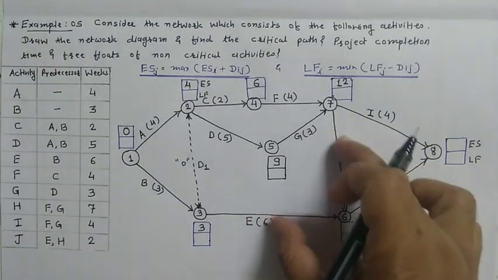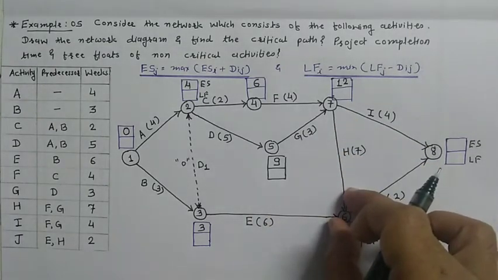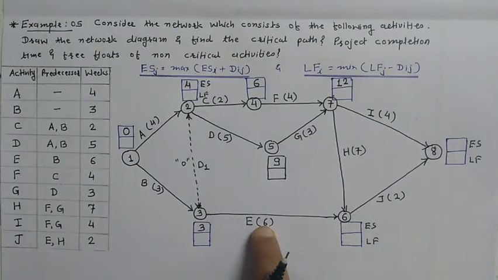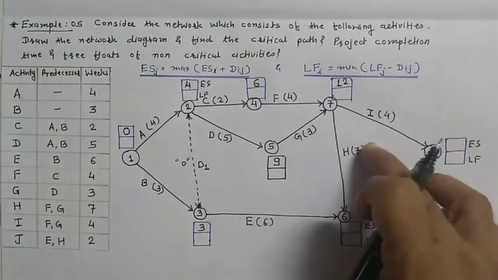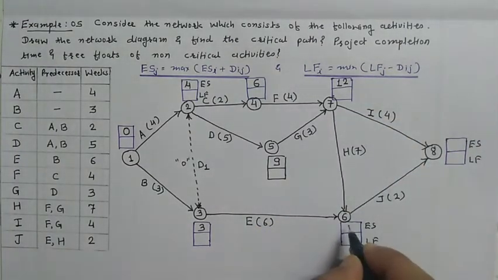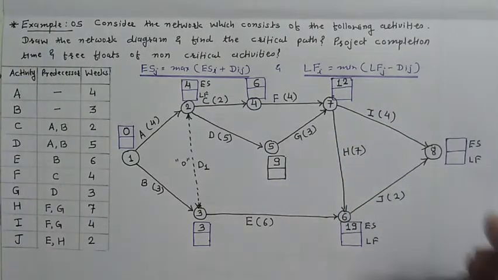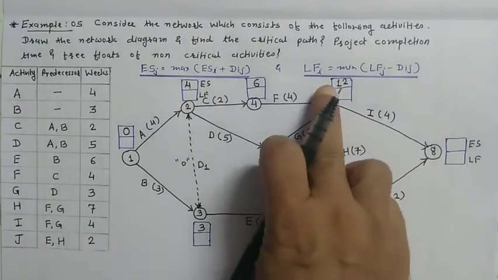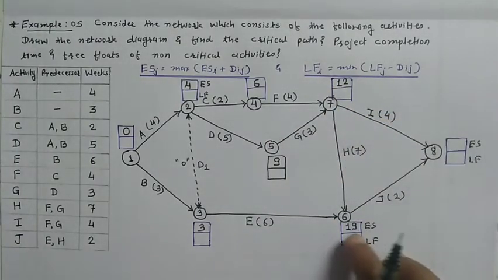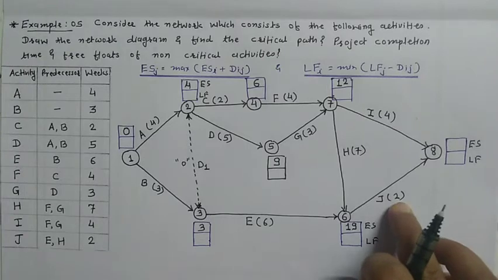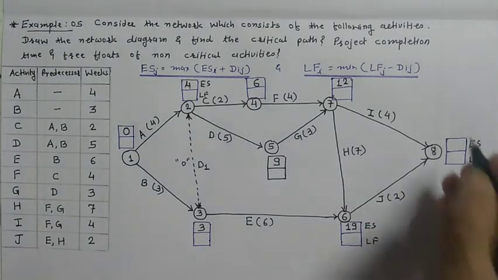Here also 2 activities are coming, so take the maximum. 3 plus 6, 9, and 12 plus 7, 19. So 19 is the maximum. Take 19. Here also 2 activities are coming, so take the maximum of the earliest times. 12 plus 4, 16, and 19 plus 2, 21. So take the maximum, 21.